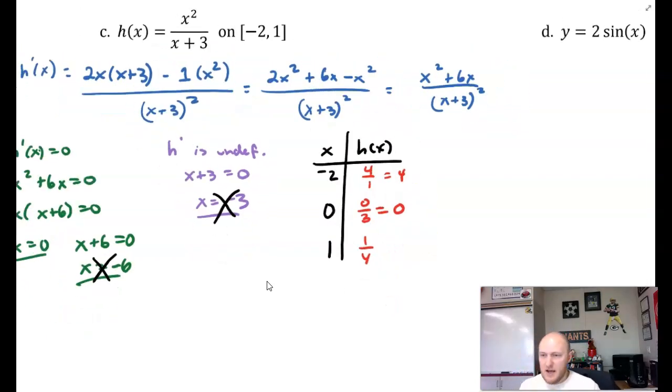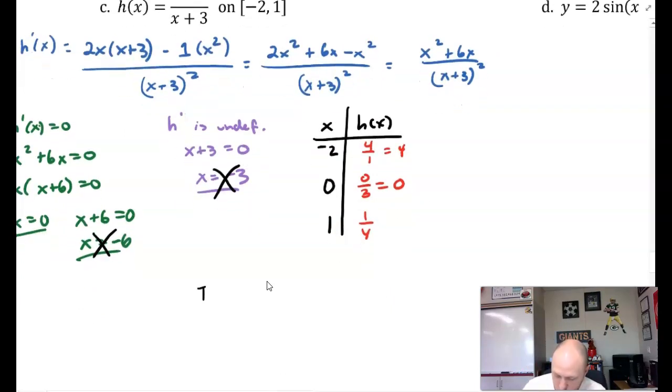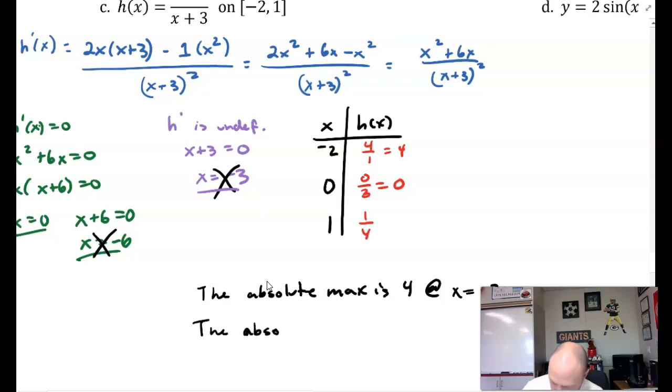All right, and then our conclusions. The absolute max is 4 at x equals negative 2. The absolute min is 0. 0 is the minimum at x equals 1. Okay, and there you have it.